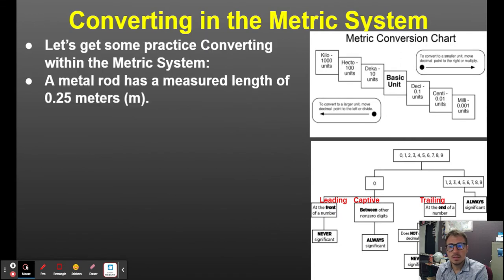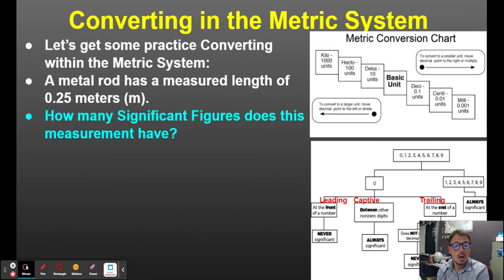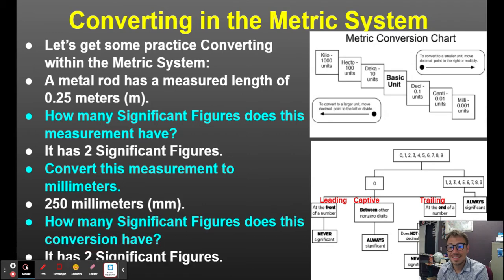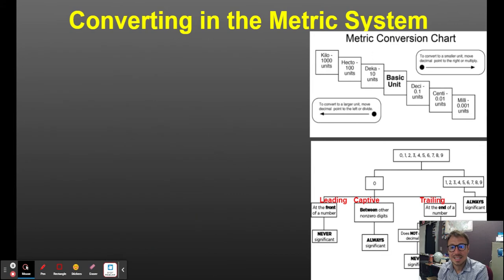So this is some practice. A metal rod has a length of 0.25 meters. That has two significant figures based on those rules. Once you convert it to millimeters, you get 250 millimeters. Once again, this has two significant figures. Notice no significant figures were lost. That zero is just a placeholder, because whatever was used to measure that metal rod did not have the resolution to accurately measure one decimal point after. That zero is not a significant figure.